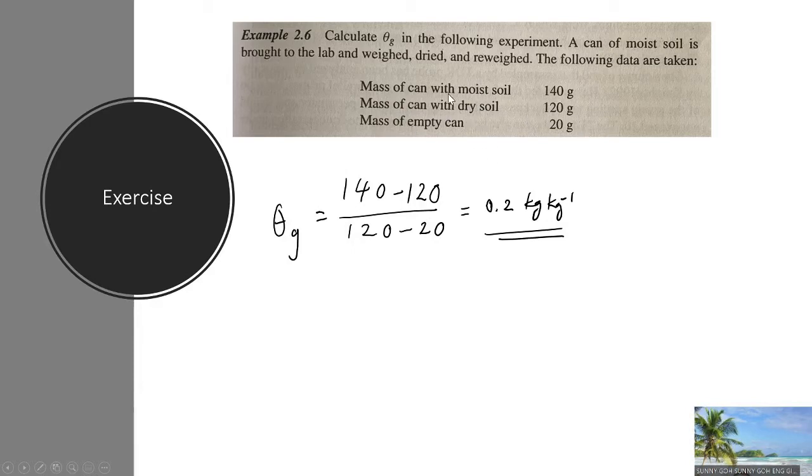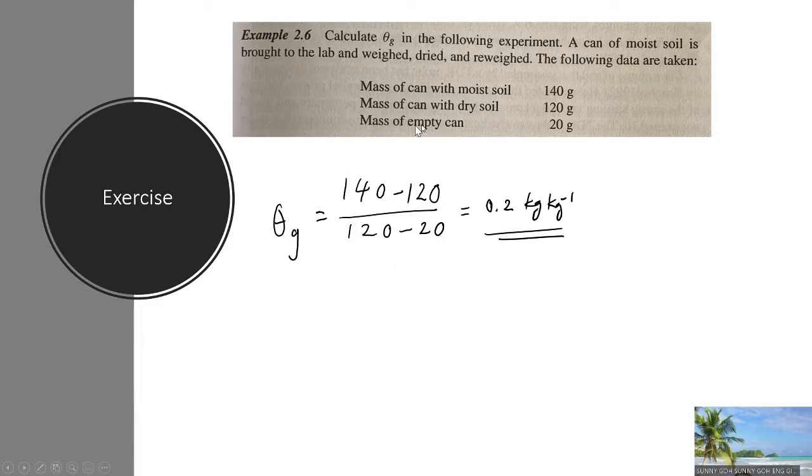Right, so to find theta g, the gravimetric water content, first we must know the mass of water. The mass of water can be found by taking the 140 gram minus the 120 gram, because the dry soil is only the soil, and the moist soil contains the water and the soil. So 140 minus 120, we know the mass of the water, right? And then we need to divide by the mass of dry soil.